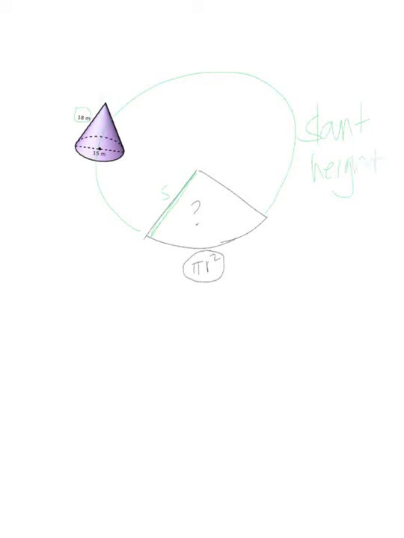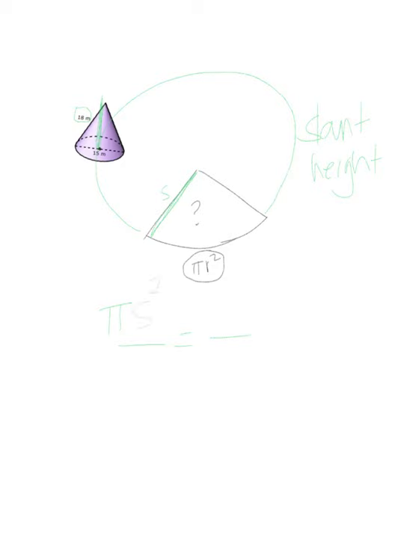So we're going to use that S for a minute on our big circle. What we're going to do is set up a proportion, and we are going to compare the area of the whole circle to the area of that pizza slice that we don't know. So the area of the whole circle is pi r squared, but my r is the slant height.